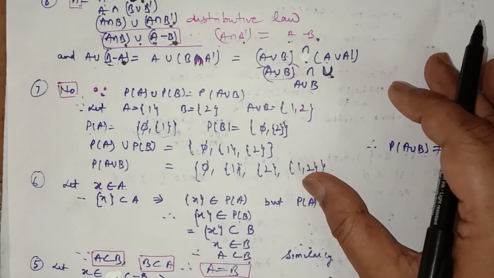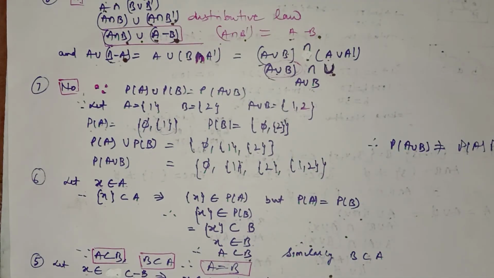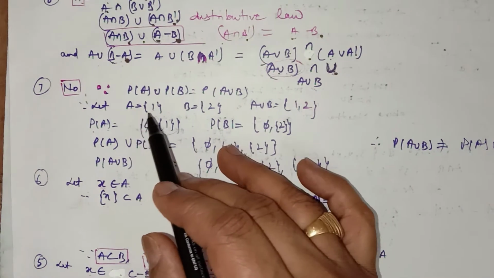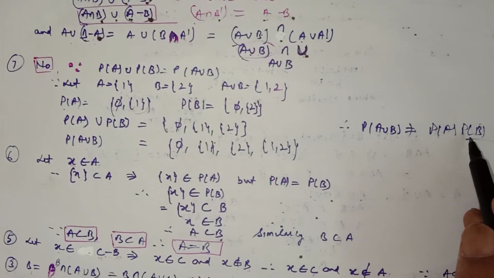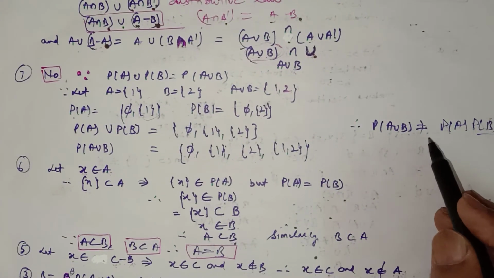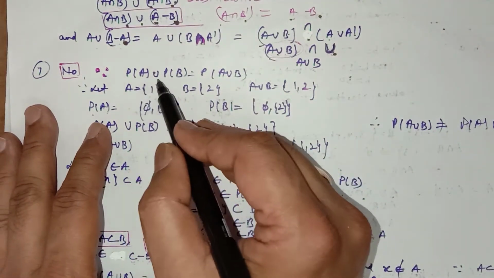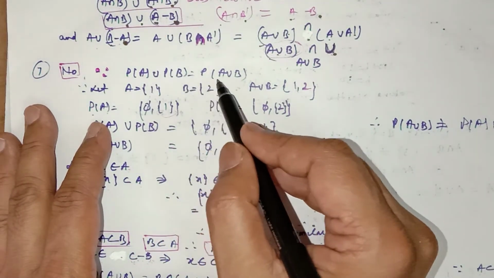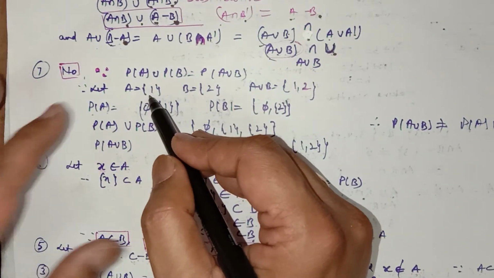Now in question number 7, you have to tell whether, if power set of A union power set of B is equal to power set of A union B, it is true. No, it is not true. We can prove it, because we have shown that it is false, so we can prove it by taking an example.